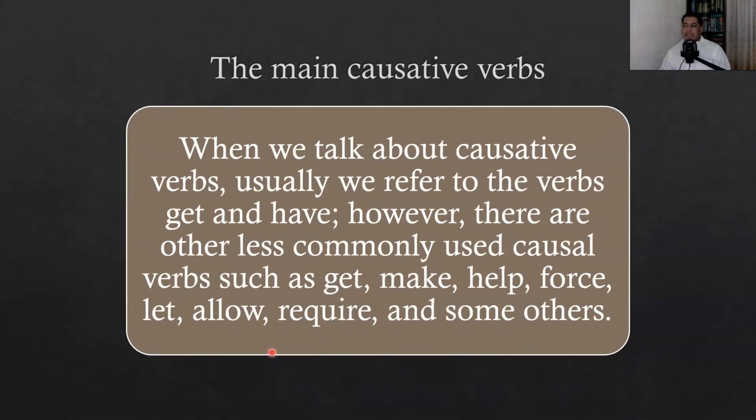Now, as I was telling you, we have some main causative verbs. They are get and have. Get and have are the most common causative verbs, but we have some others that are used as causal verbs as well. Be careful not to confuse causal with casual, okay? They are two different words, right? So we have the verb get, of course, as I already mentioned here. We have the verb make, help, force, let, allow, require, and some other verbs. There are not many verbs that allow us to use this causative construction.